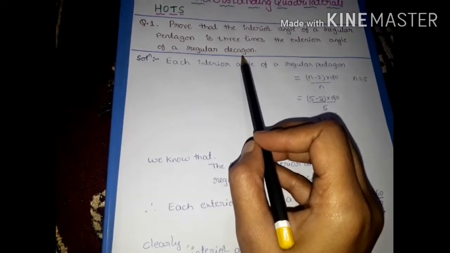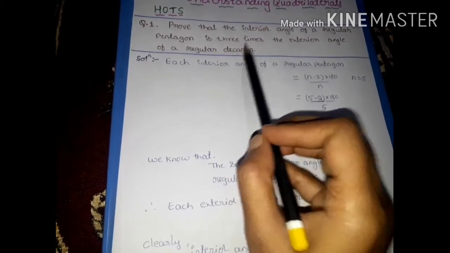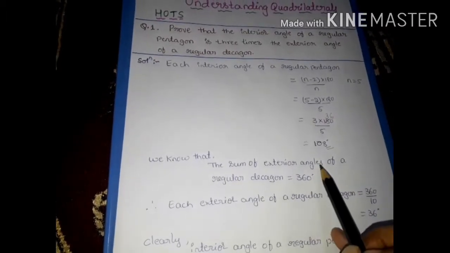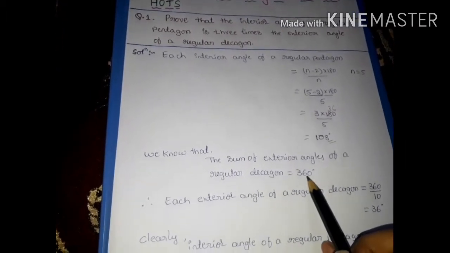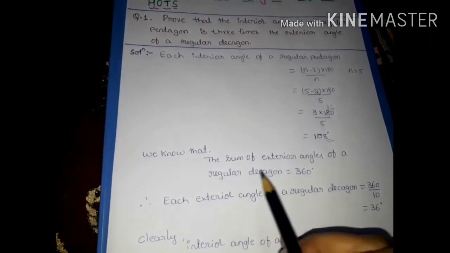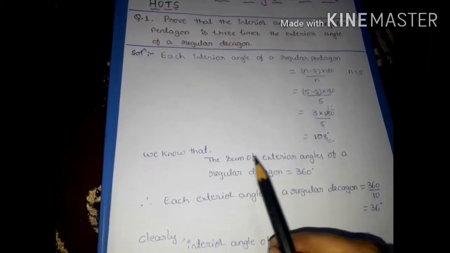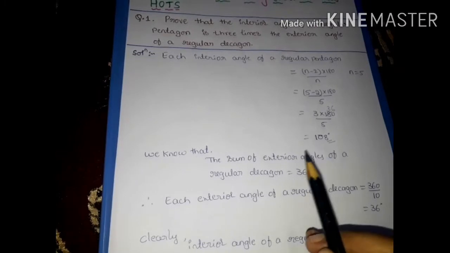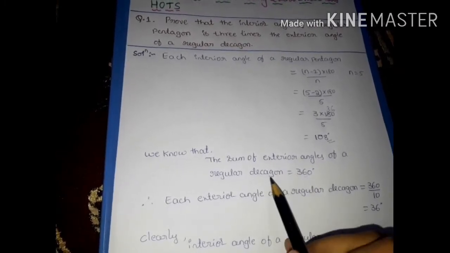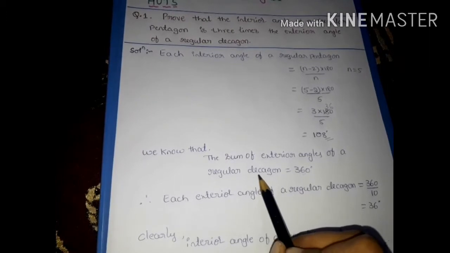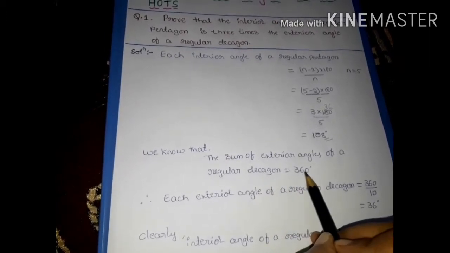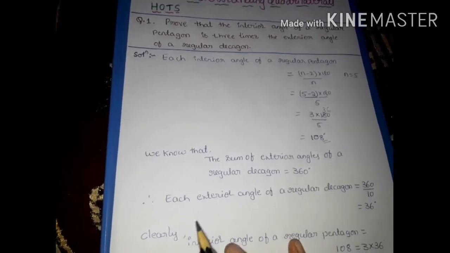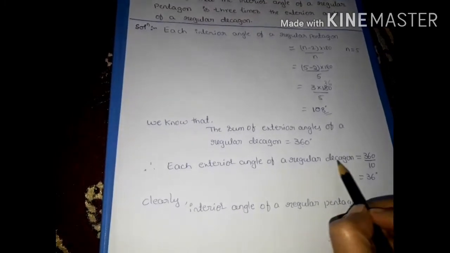Already we know that for any polygon, the sum of exterior angles is always equal to 360 degrees. Here the sum of exterior angles of a regular decagon is 360 degrees. Whether it is a regular decagon, pentagon or hexagon, the sum of exterior angles is always 360 degrees. Now we have to find each exterior angle of the regular decagon. Deca means 10, so we divide by 10. Then we get each exterior angle of a regular decagon.